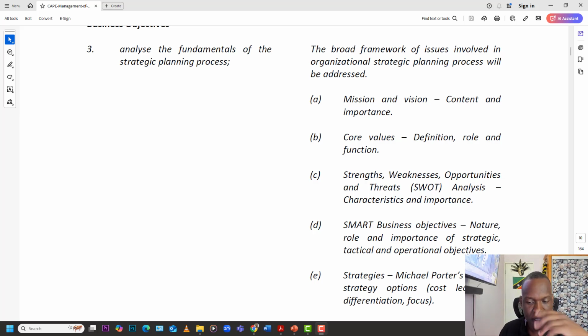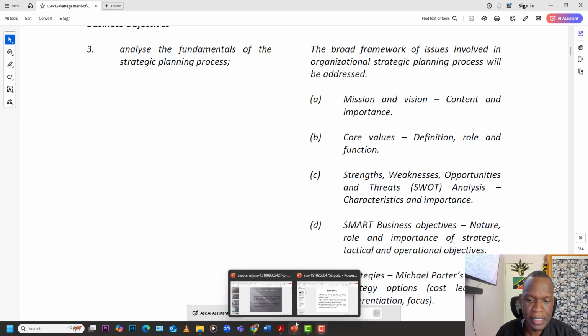So this is the amended syllabus for exams starting last year, 2024. And so we're looking at the updated syllabus. And so within the syllabus, we're looking at today the SWOT analysis. And if time permits, we'll look at the strategies, Porter's business strategy options, cost leadership, differentiation, focus, etc. So we'll look at those if we get time. But let's just jump into it, looking at the SWOT analysis.